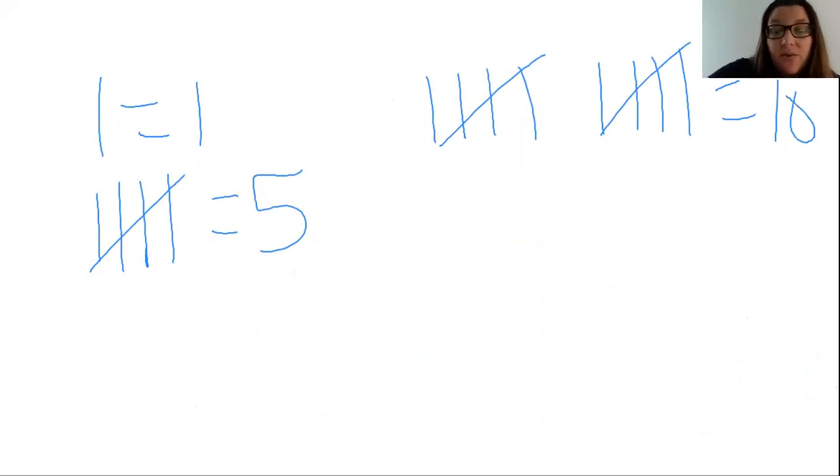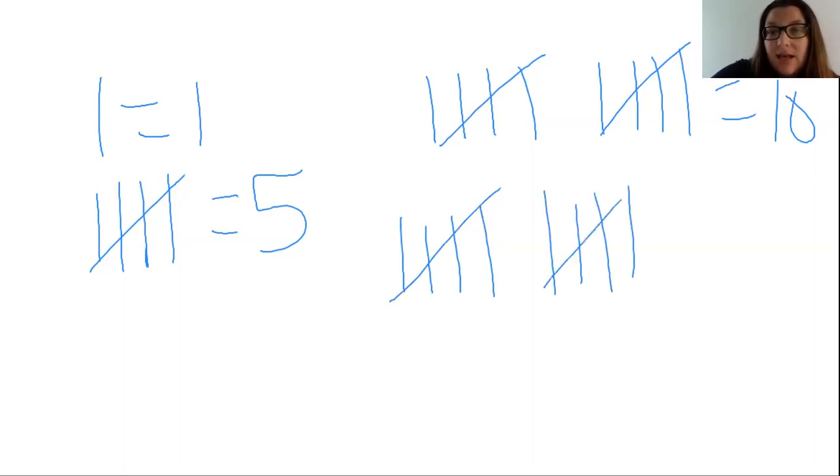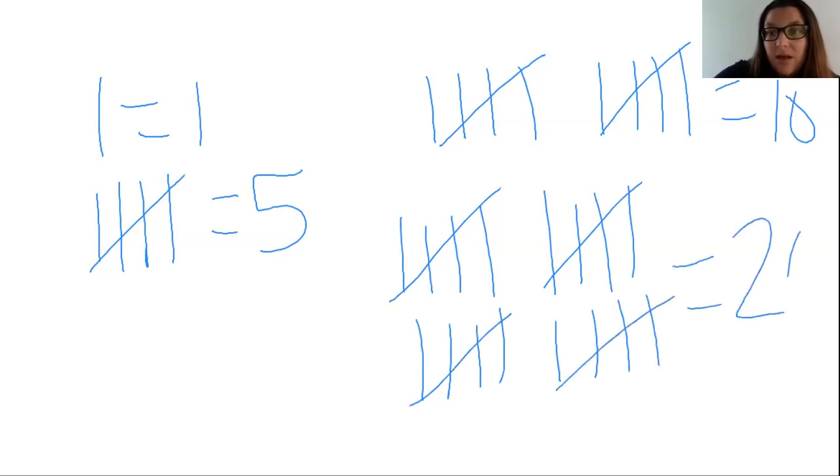So if you had 20, 1, 2, 3, 4, 5, 6, 7, 8, 9, 10, 11, 12, 13, 14, 15, 16, 17, 18, 19, 20, that equals 20. So they only go in groups of 5, and those are your tally marks. Tally marks are straight lines, except for 5, where it goes across. That way, you can actually just count in groups of 5. So by doing this, it's really easy to count.